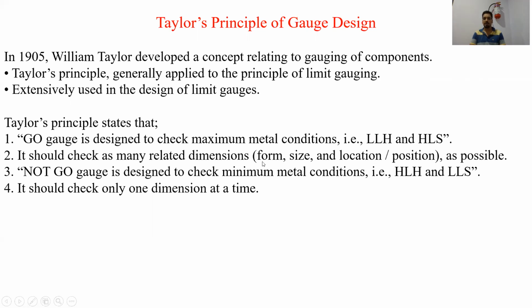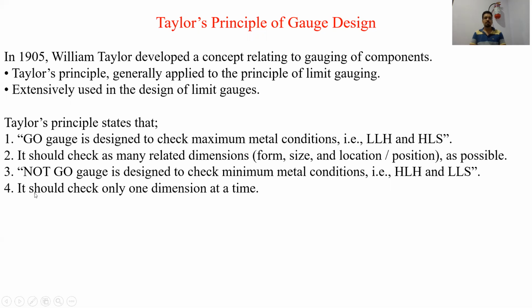I have already told you in the classification part that a plug gauge is used to check the hole, and a snap gauge or ring gauge is used to check the shaft. The third point is not go, or no go. A no go gauge is designed to check the minimum material condition. As I told you in the previous lecture, the minimum material condition is the upper limit of the hole and the lower limit of the shaft.